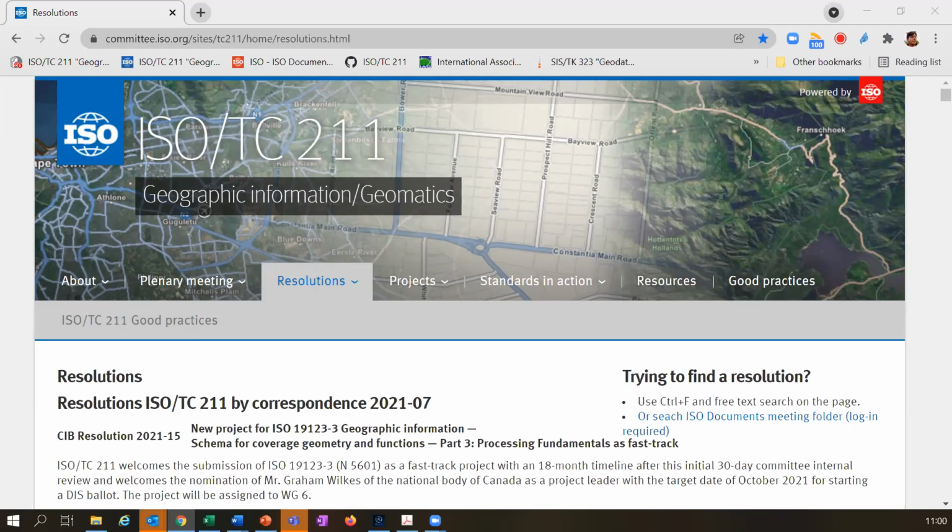That was not so clear by having them in a long row on the web page. So that's where the idea started of pulling them together into something that we didn't have a name for, but that became the ISO TC211 good practices.